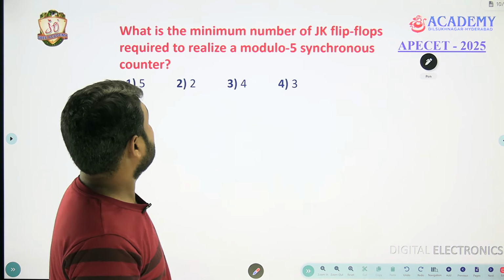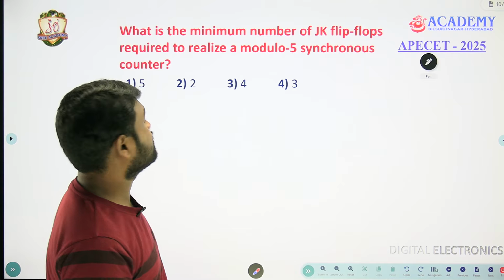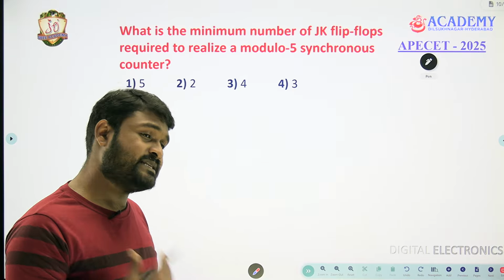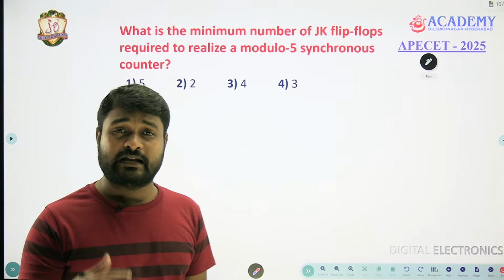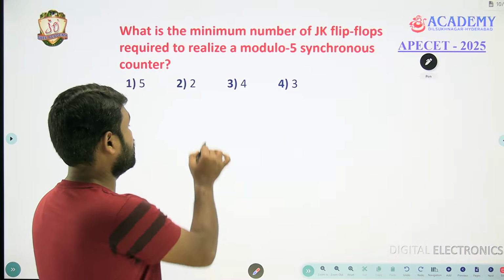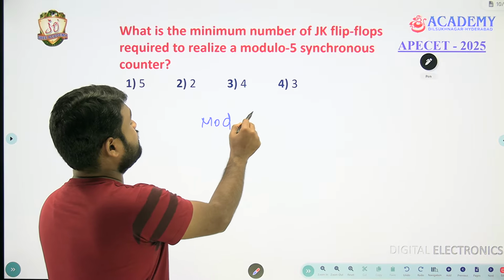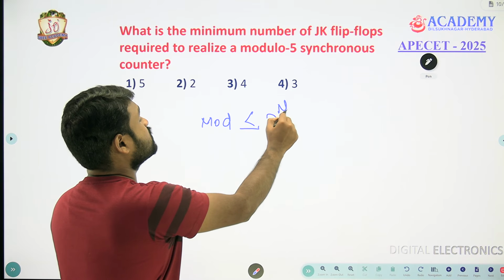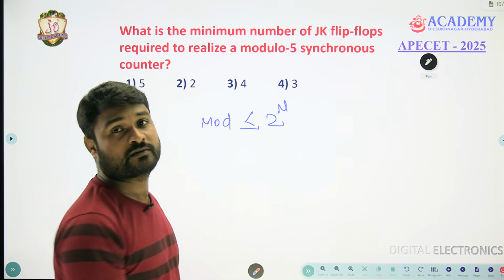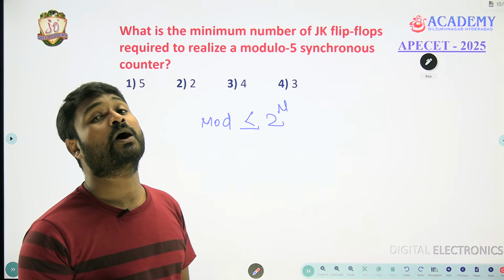What is the minimum number of JK flip-flops required to realize a modulo synchronous counter? Whether it is synchronous or asynchronous, whether it is JK flip-flop or T flip-flop, the number of flip-flops you will require depends on the modulus. Modulus is always less than or equal to 2 to the power n, because this is the maximum number of counts. Modulus is nothing but the number of counts we will have in the counter.